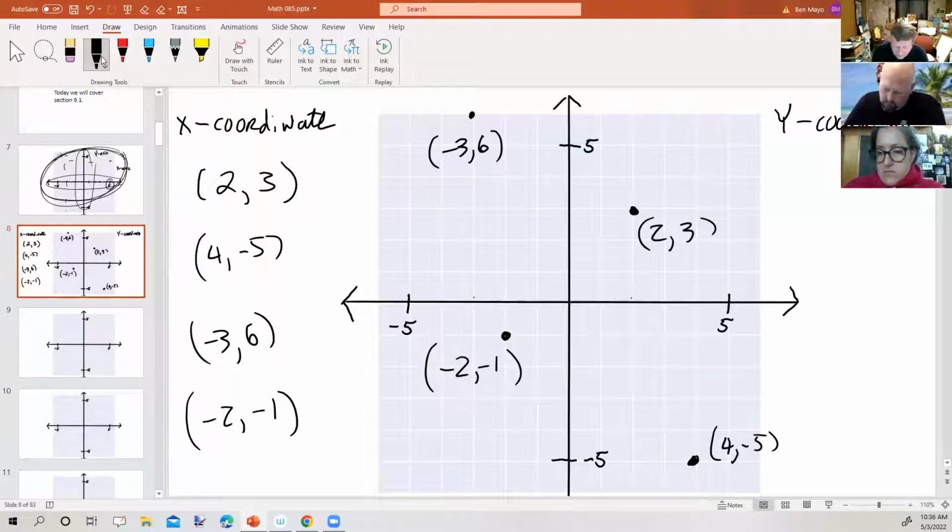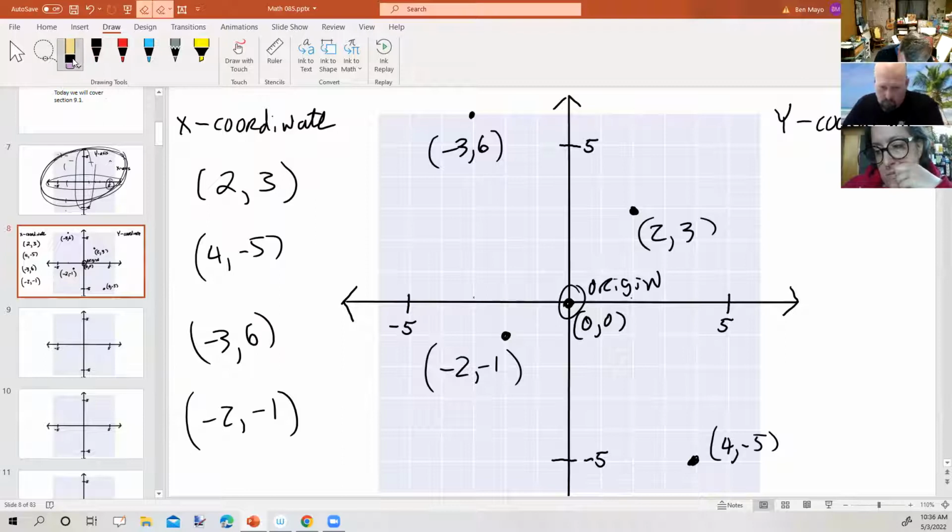Now, the point where the X and the Y axis intersect right here is called the origin. The coordinates of the origin are (0, 0). Any questions about that?